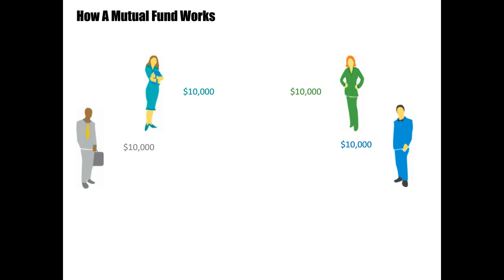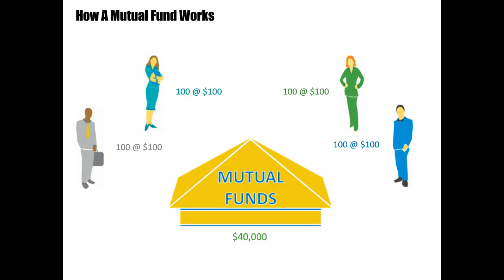Most people buy mutual funds, but let's imagine that you and 3 of your friends each had $10,000 that you wanted to invest. But you didn't have the time or the energy or the wherewithal or the resources to go out into the market and pick the stocks that you wanted to buy. So instead, you decided to pool all your money together. You each put $10,000 into a central mutual pool. That's where mutual comes from.